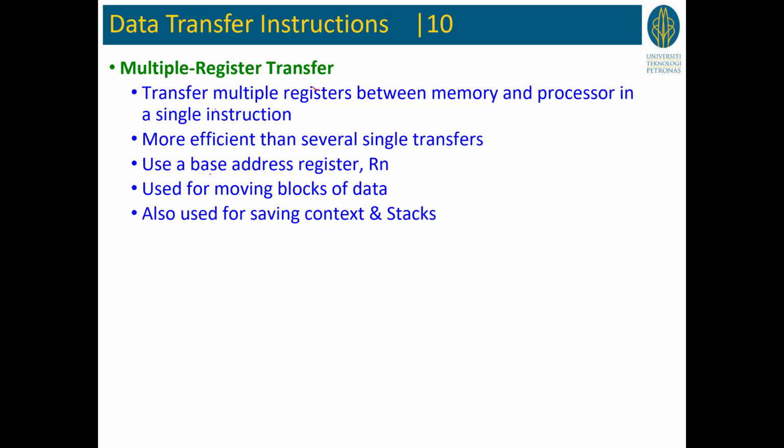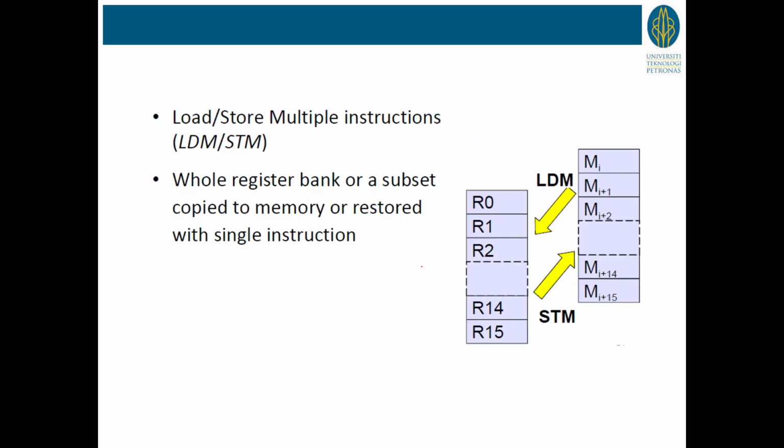In this kind of instruction, you will use a base address or a starting address register. And this kind of data transfer instruction is used for moving blocks of data instead of data from one memory location. It is also used for saving context and in stacks, which we will see later. So the way it works is that it will use this instruction LDM for load and STM, which stands for load or store multiple. When you use this instruction, the whole register bank or a subset is copied to memory or restored within a single instruction.